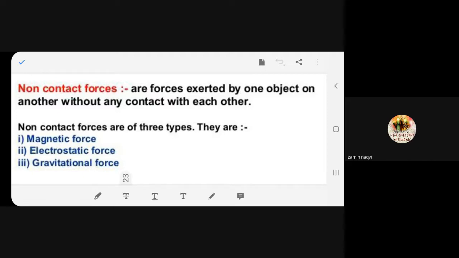And the last one is gravitational force, that you know already: all the objects observed in the universe are being pulled by the earth by means of gravitational force. This is the force that is keeping us intact on the earth.